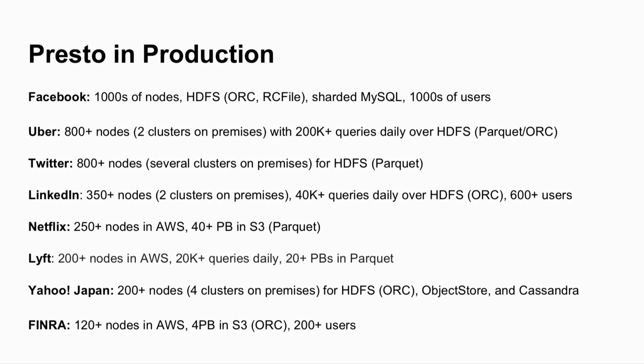I'm not going to go through all of those stats, just a sample of what people are doing with Presto. It runs on hundreds of nodes in production, running tens and hundreds of thousands of queries a day, and querying anything from ORC, Parquet, S3, Cassandra. Feel free to go to any of those users and ask them for references, because they are really happy Presto users.